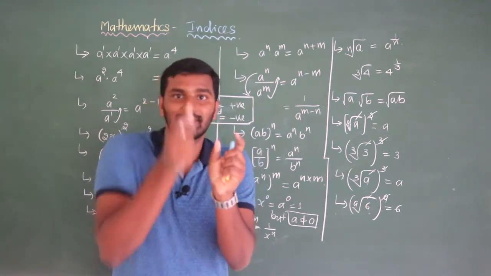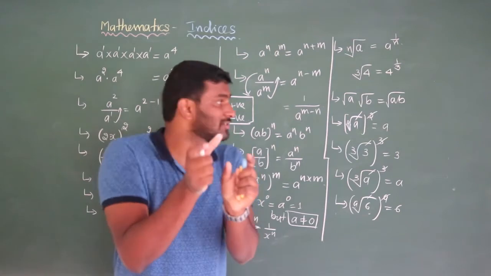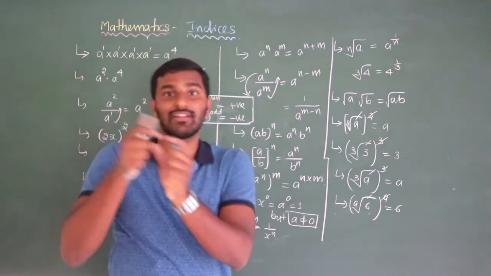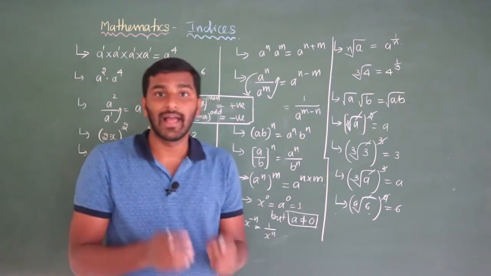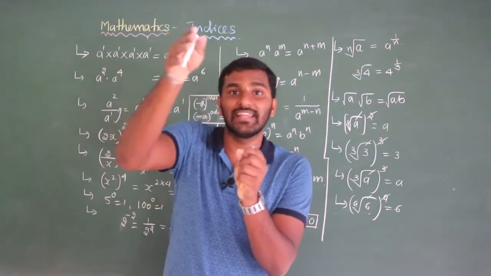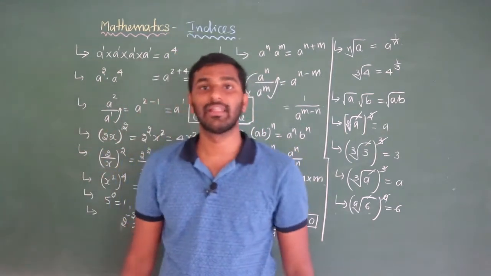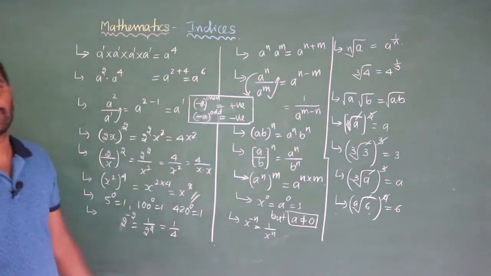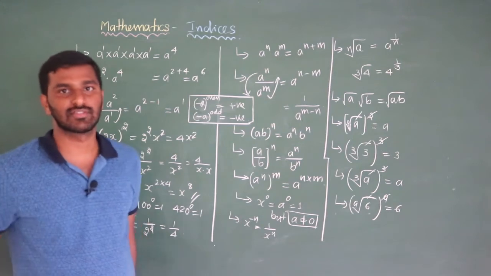Minus 2 to the power of 4 gives positive. Minus 6 to the power of an even number will give positive. And minus 2 to the power of 3 gives negative, minus 8, like that. Okay, so pause the video and note it down. So we'll move on to some few questions.